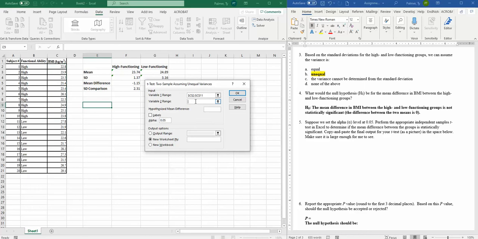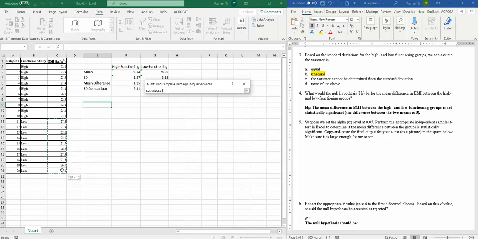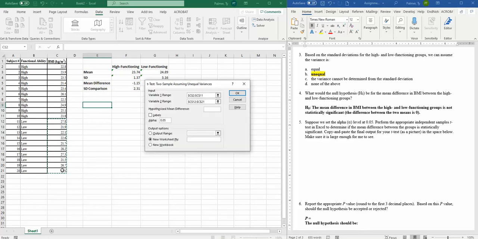Now let's go on to the variable 2 range. For variable 2 range, we're going to do the same thing but for the low functioning group, group 2. We're going to click inside here so our cursor is inside. Then we're going to go over here, click and hold, and highlight all of the BMI scores for the low functioning group, starting with subject 11 all the way to subject 20, and then click away. That has highlighted that range of data points.